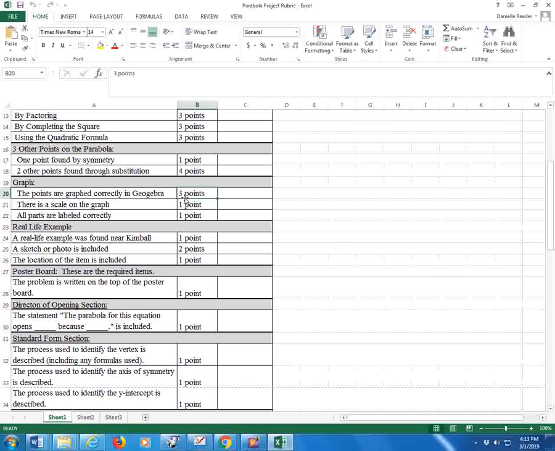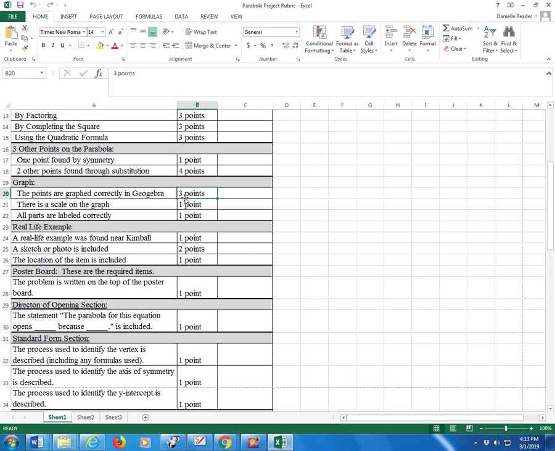I also want a real-life example. There's several that I can think of found near Kimball. I'm okay if you want to use anything that you can find off the internet. It doesn't have to be in Kimball. You can either print a photo from the internet or just sketch it. Tell me where it is.